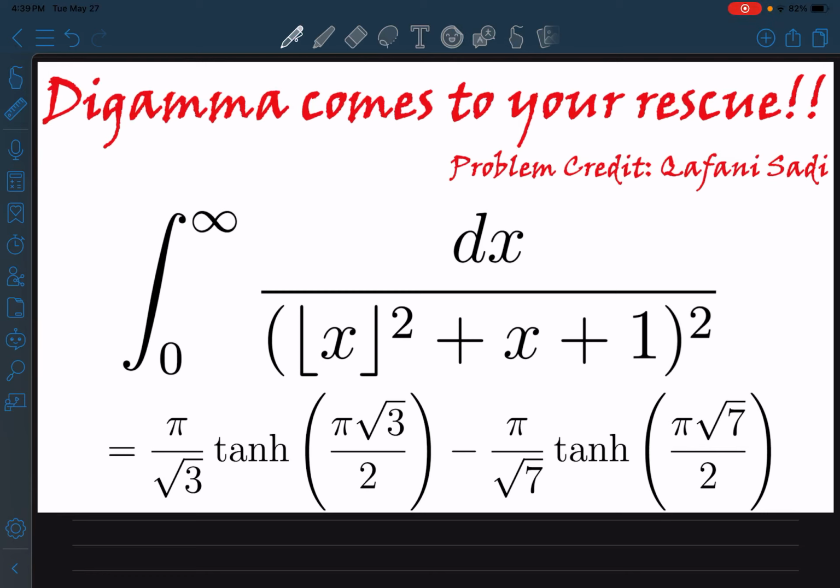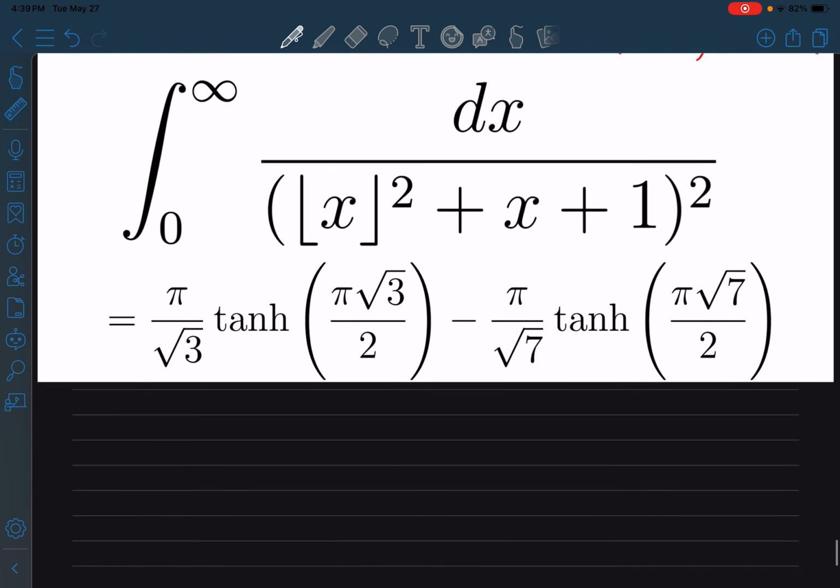Digamma comes to your rescue. This is a problem by Gofani Sade, and credit to him for the problem. And we are going to solve this. While solving, we'll see how digamma actually makes this problem simpler, because we already know a lot of properties of digamma, and that becomes helpful. So let's see how we proceed with this problem.